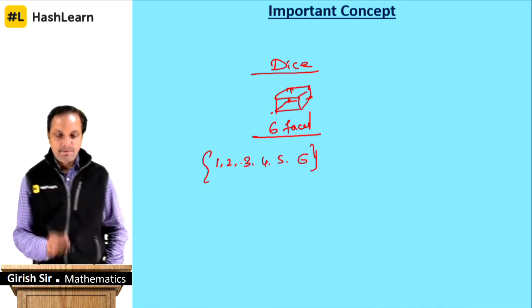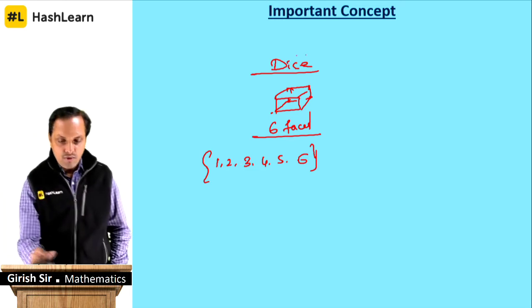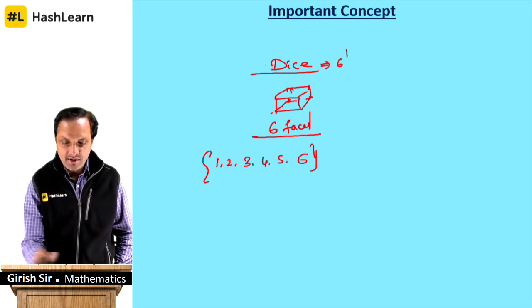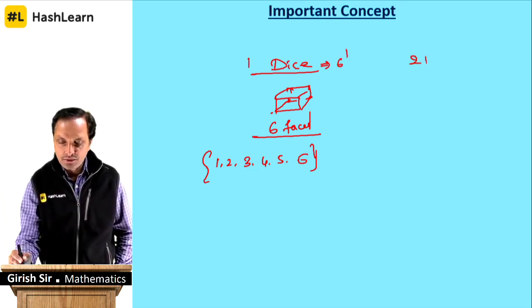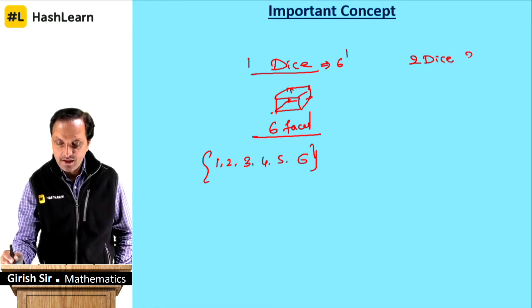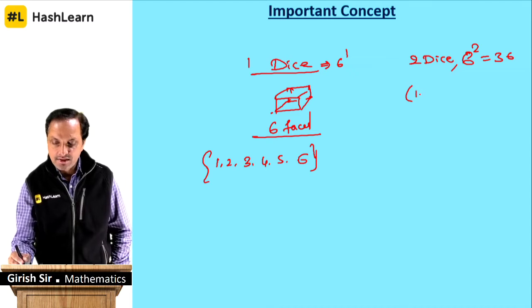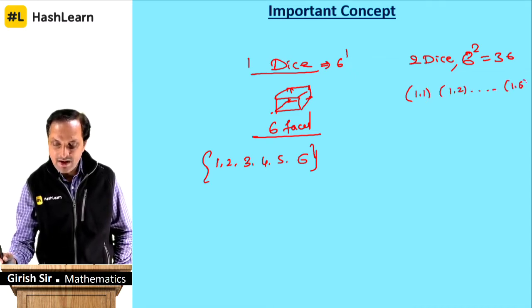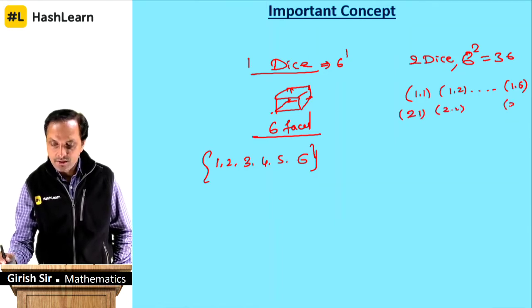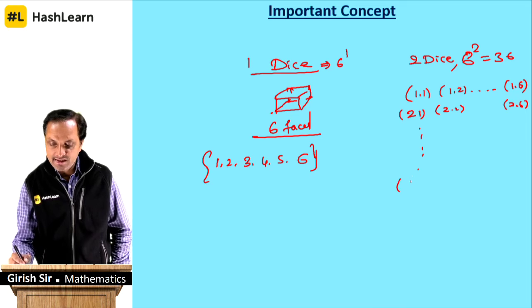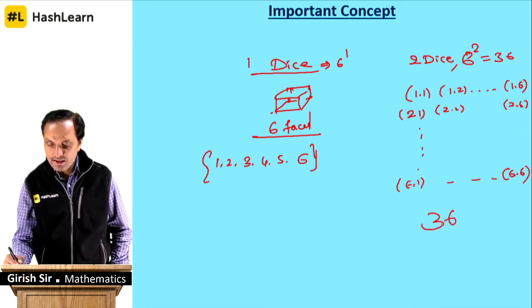This is your sample space. One dice is 6 power 1. If you throw 2 dice, that is 6 power 2, that will give you 36. You will start with 1 1, 1 2, up to 1 6. Starting from 2 1 up to 2 6. In the same way, 6 1 you will start and you will wind up with 6 6. So total there are 36 outcomes.